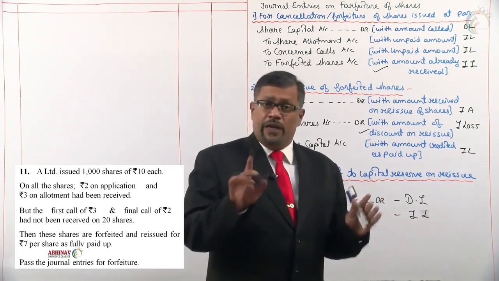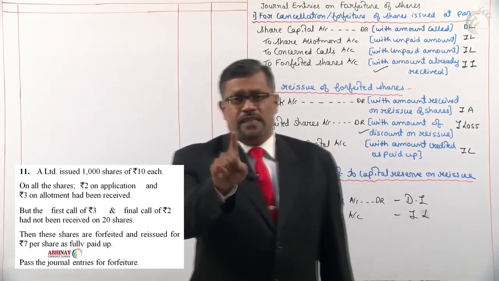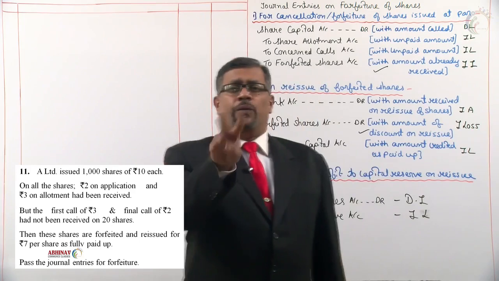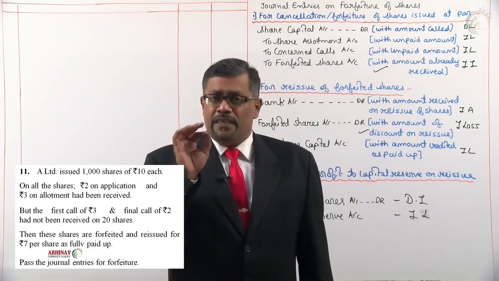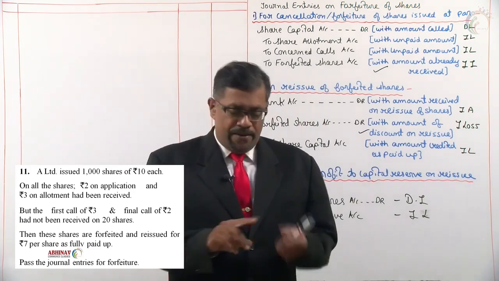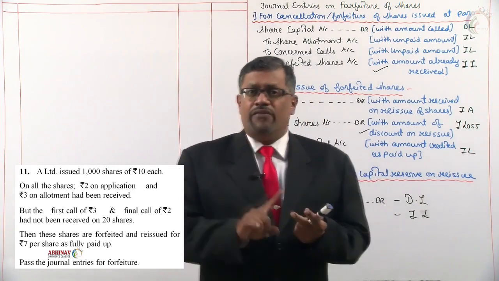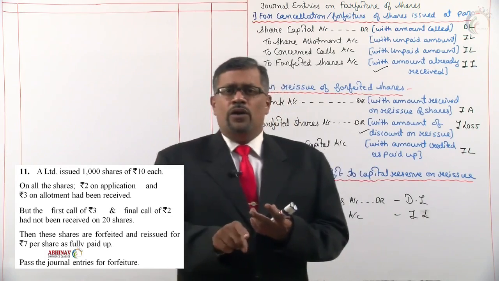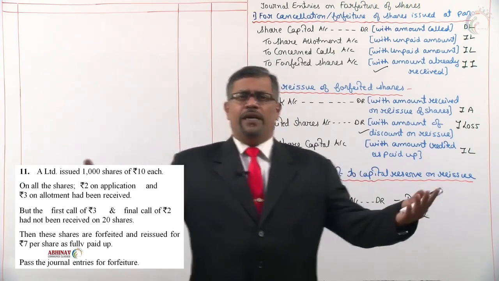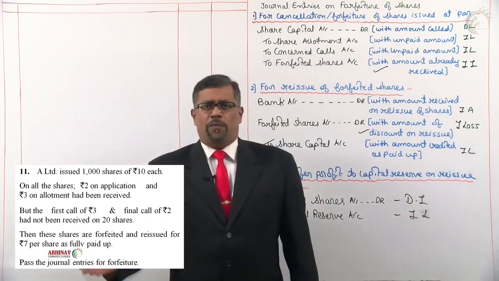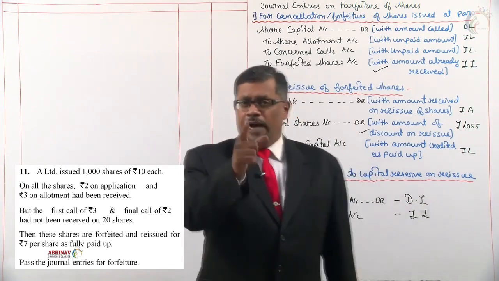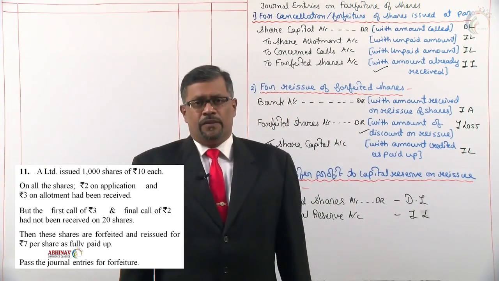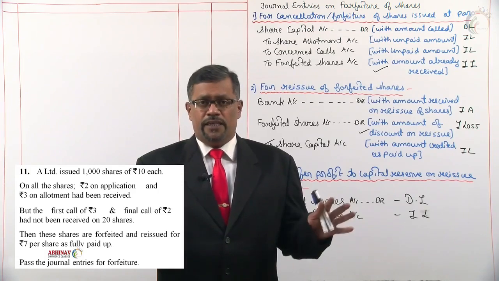All the monies are received except the first and final call on 20 shares. That means on 20 shares, first call money and the final call money is not received. And so, these 20 shares are to be forfeited as mentioned in the problem and reissued at rupees 7. So, let's see what are the entries for that.